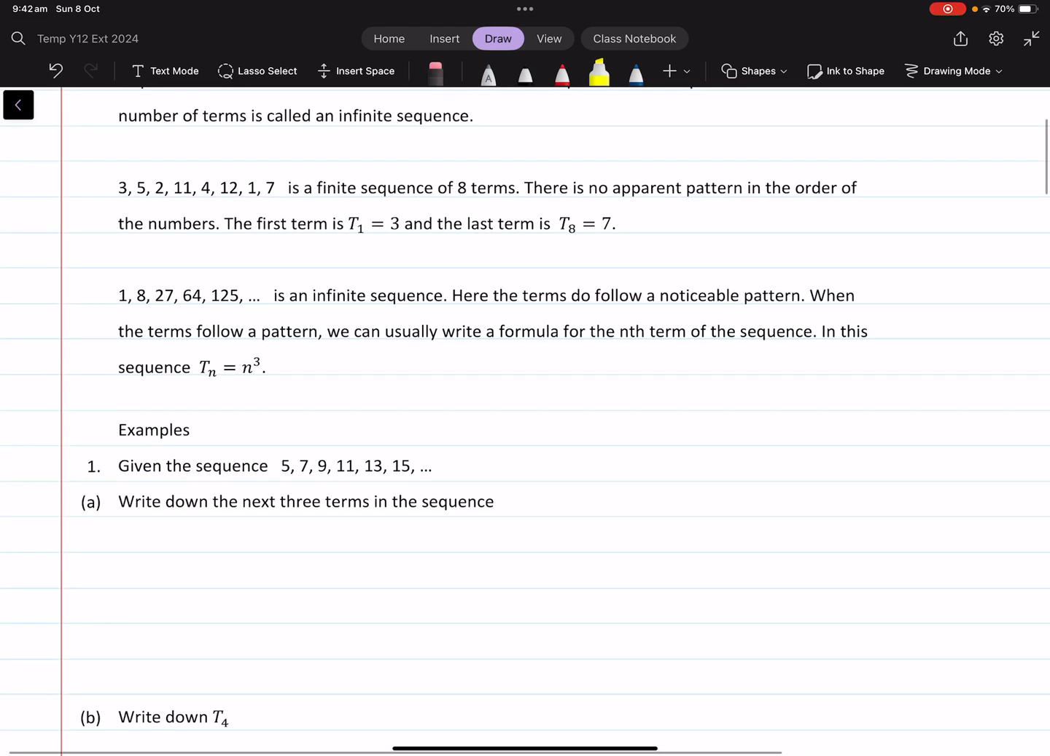In the second example, 1, 8, 27, 64, 125, comma, dot, dot, dot, this is an infinite sequence, which is denoted by that comma, dot, dot, dot, to show that it keeps going. And here the terms do follow a noticeable pattern. When the terms follow a pattern, we can usually write a formula for the nth term of the sequence. And in this case, hopefully you can see that Tn is equal to n cubed. So term 1 is equal to 1 cubed. Term 2 is equal to 2 cubed. Term 3 is equal to 3 cubed, etc.